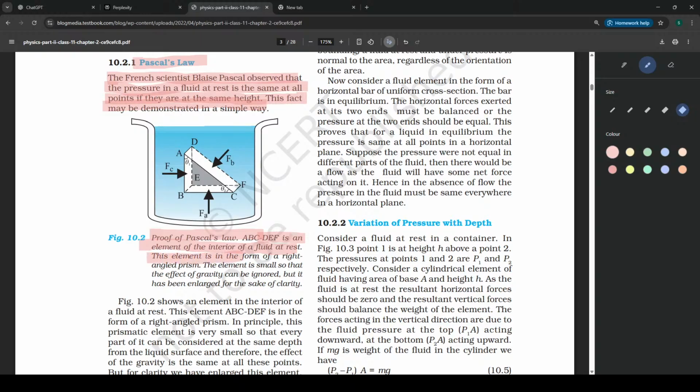This element is in the form of a right-angled prism. The element is small so that the effect of gravity can be ignored, but it has been enlarged for the sake of clarity.